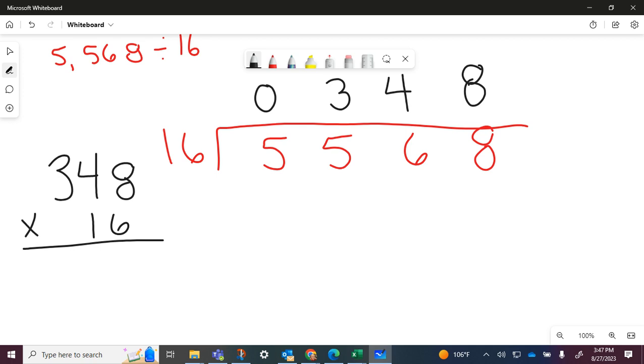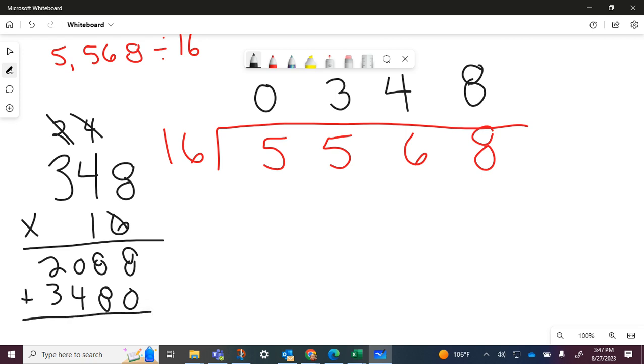So 6 times 8 is 48. 6 times 4 is 24, plus 4 more would be 28. 6 times 3 is 18, plus 2 more is 20. Cross out, cross out, cross out. Let's go to our tens place. 1 times 8 is 8. 1 times 4 is 4. 1 times 3 is 3. Add those up. There's our 8. Here's 16. There's our 5 and our 5.